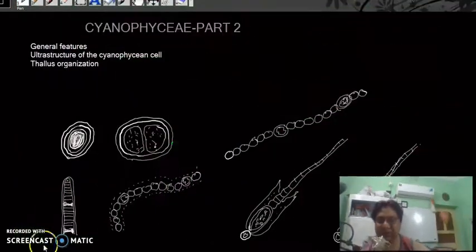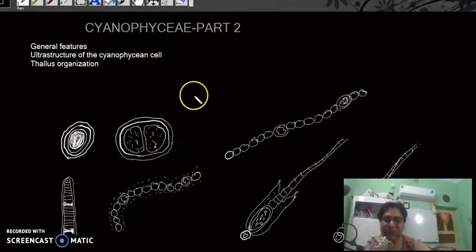But we will also discuss the thallus organization of this group, plant body types that range from unicellular to trichomatous to filamentous forms. There are some falsely branched filaments as well as some truly branched filaments, but heterotrichous forms are altogether absent in the group. Now let us come to the point.